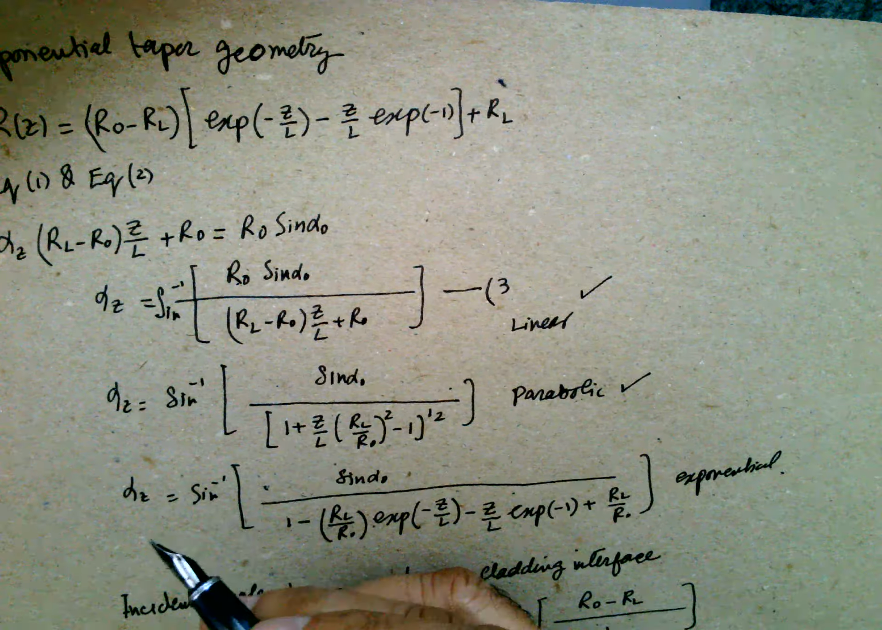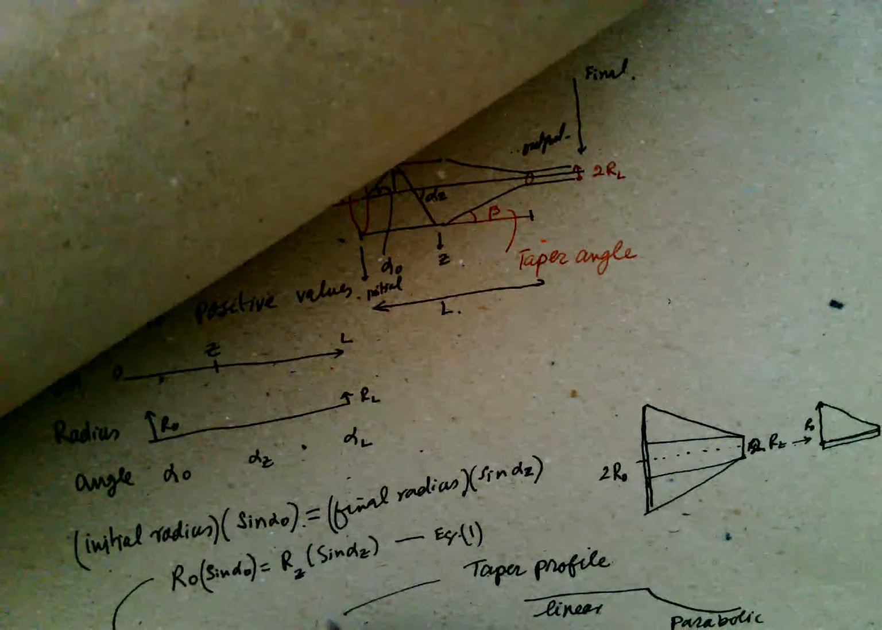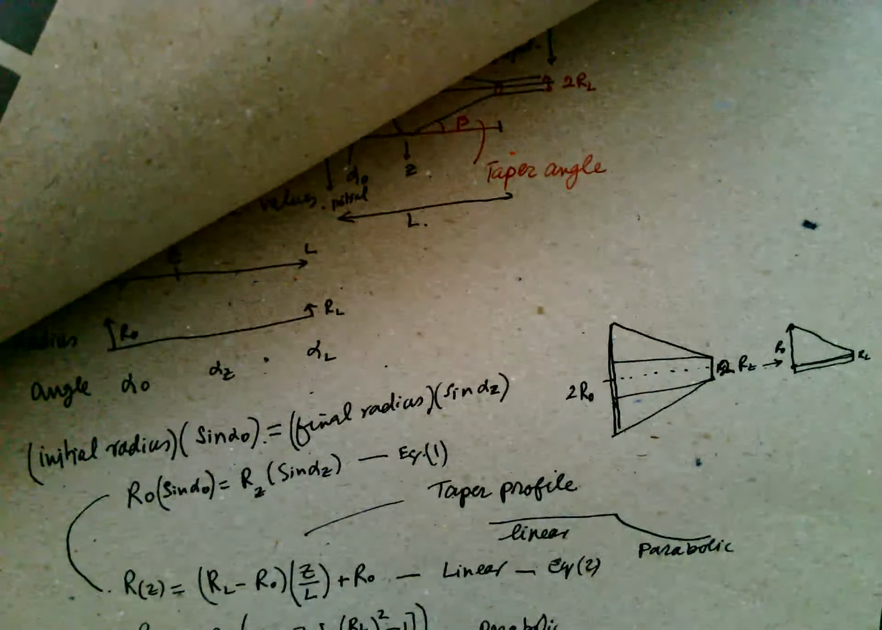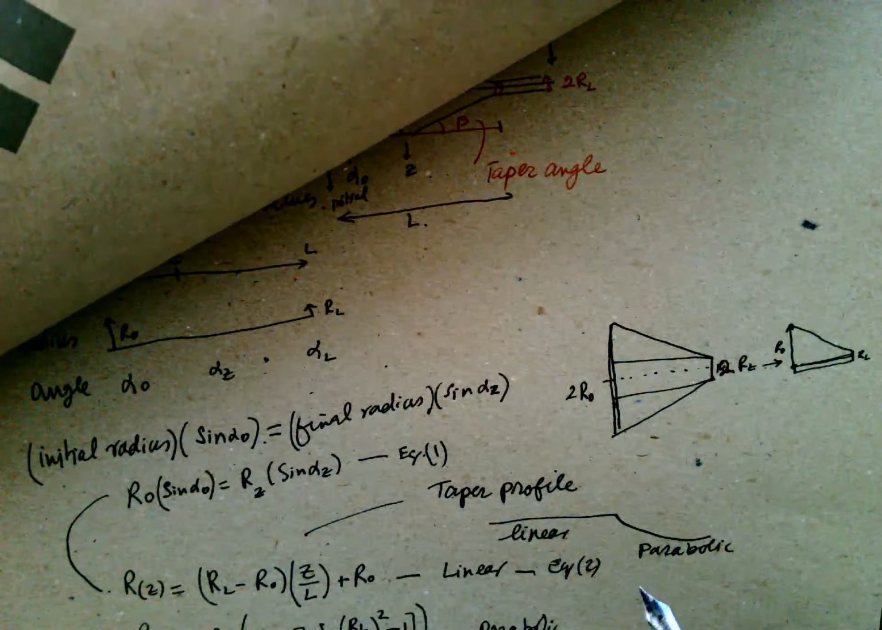So these are the three profiles, including the exponential geometry. If you substitute equation 1 into equation 2, we can find alpha z for the three profiles: alpha z for linear, parabolic, and exponential.